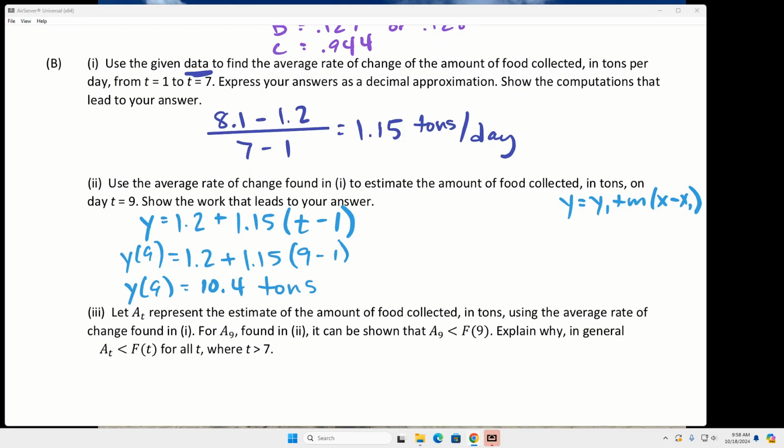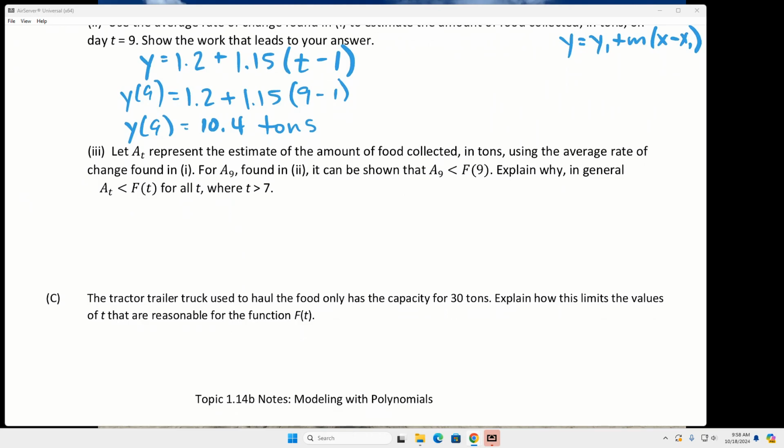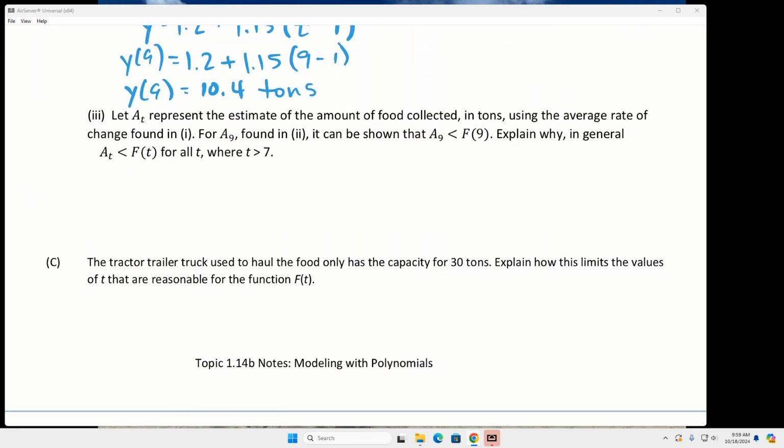Okay, and then we did ones like this next one a lot. We practiced it a lot, but it's been a little while, so you may or may not remember it. We are going to let A sub t represent the estimate of the amount of food in tons using the average rate of change found in part 1. For A sub 9 found in part 2, it can be shown that that would be less than if we just plugged 9 into our regression equation. We plugged 9 into this. We want to explain why, in general, A sub t would be less than f of t for all t where t is greater than 7.